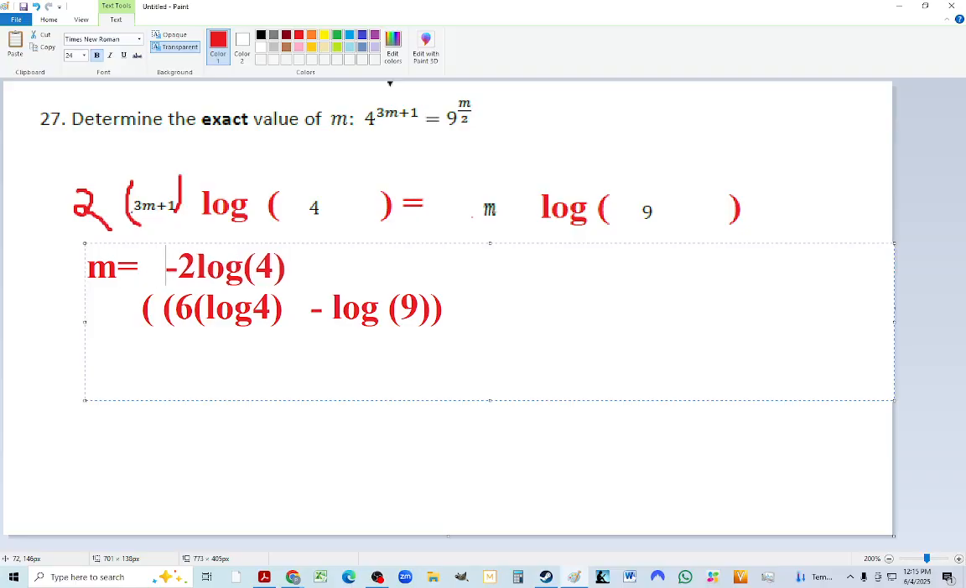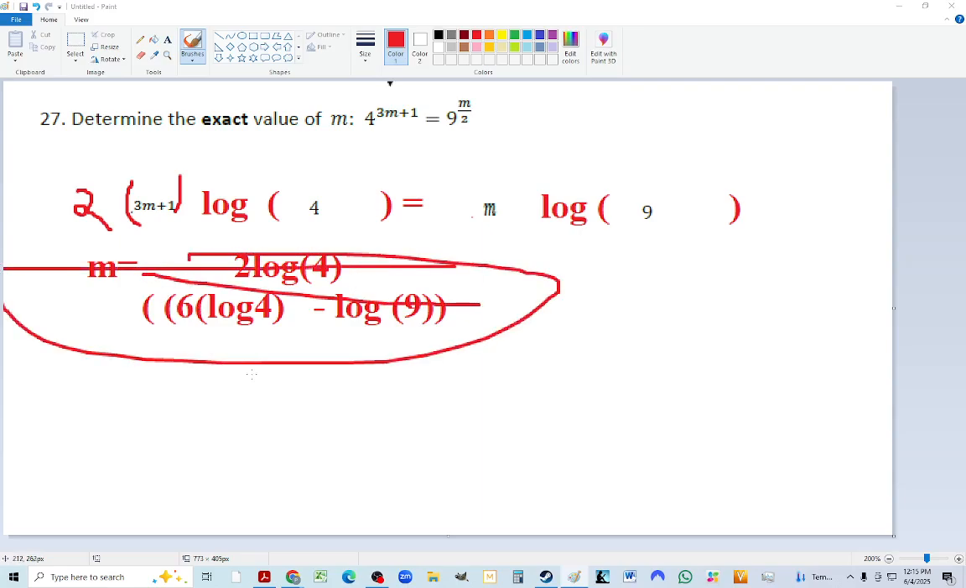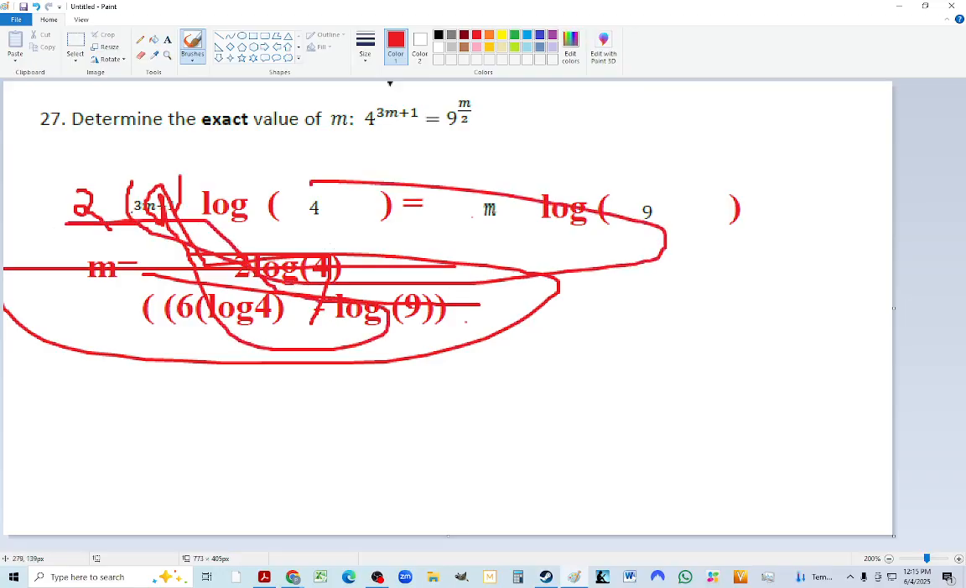And I'm left with this. m is equal to this times that. And that's the exact value of m. You could punch it into a calculator and substitute it in. You could even throw it in for m here into the formula and expand it and see what happens.